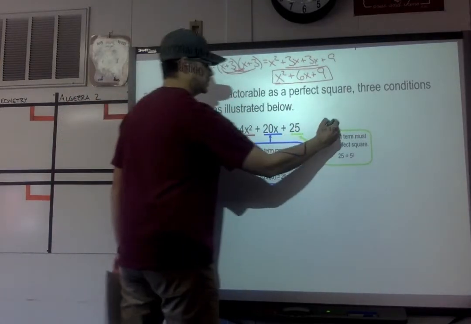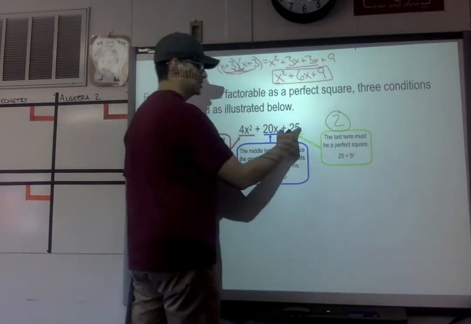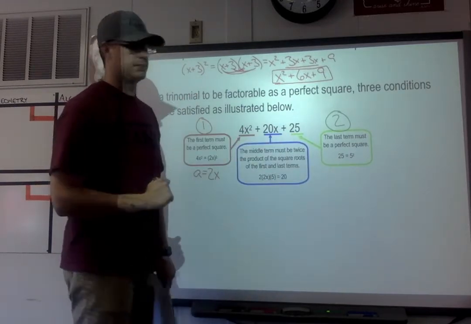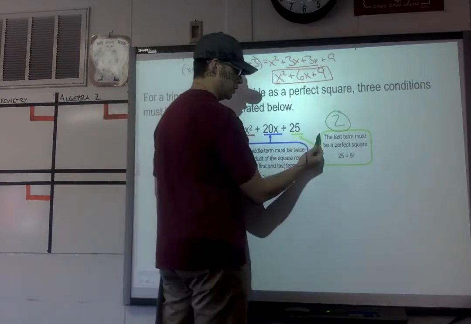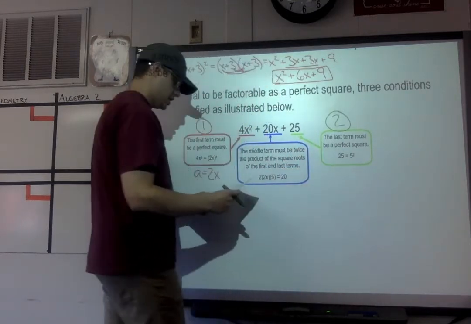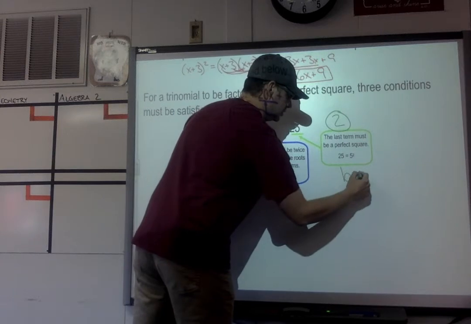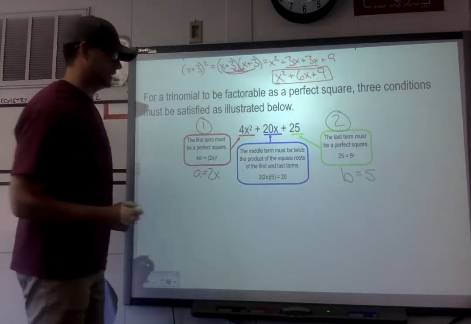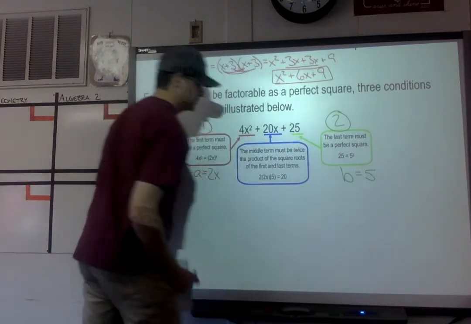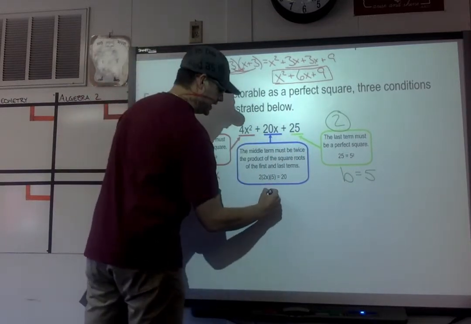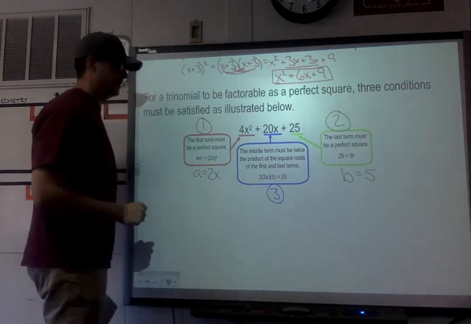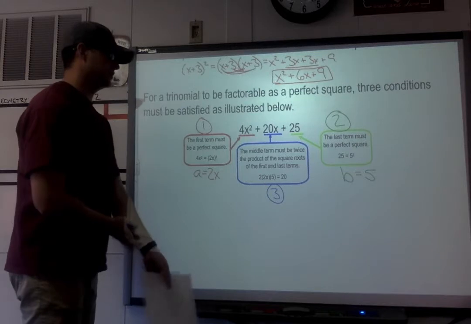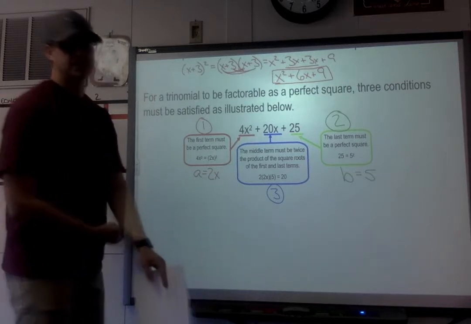Next, we need to go to step 2, which is actually looking at the c value, the last term, and it also has to be a perfect square. In this case, 25 is a perfect square. This is going to be our b value, which would be 5, the square root of 25. As long as both of those things are true, the last thing we want to look at is that middle value. The middle term must be twice the product of the square roots of the first and last terms.